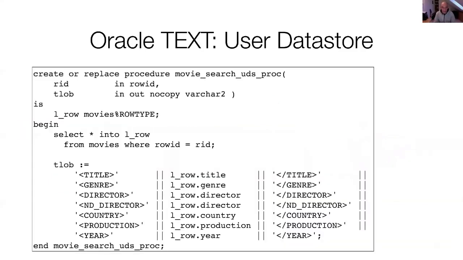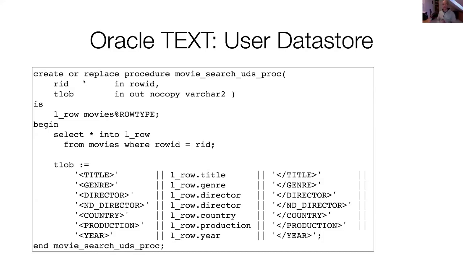Okay, that's an example for such a procedure, and we will run this in the next few minutes. And the interface for that PL/SQL procedure is mandated by Oracle Text. So Oracle Text requires us to provide a procedure with two parameters. One is the row ID that goes into the procedure, and the TLOG parameter is an in-out nocopy, and that goes out of the index.